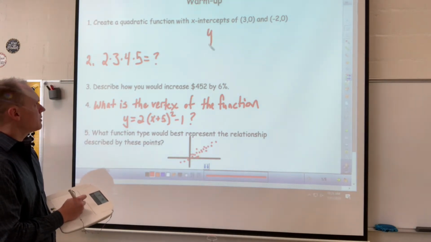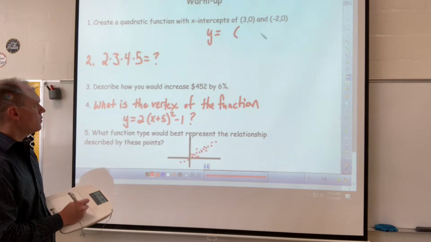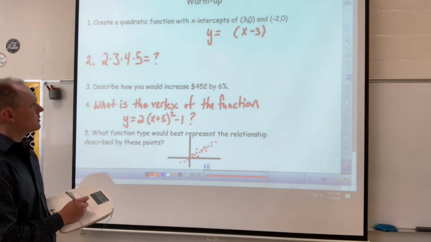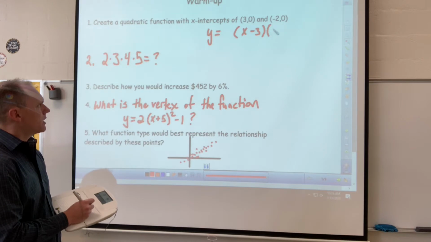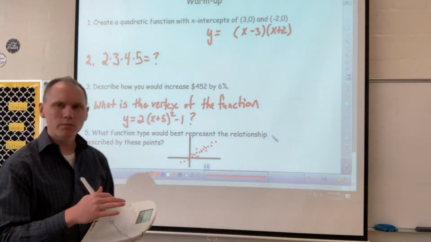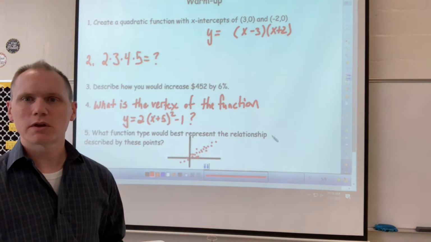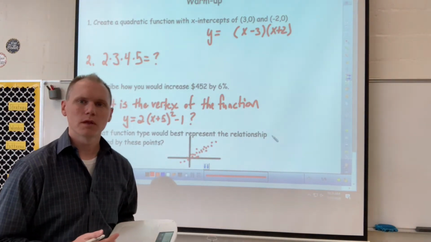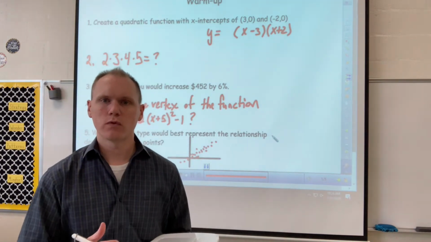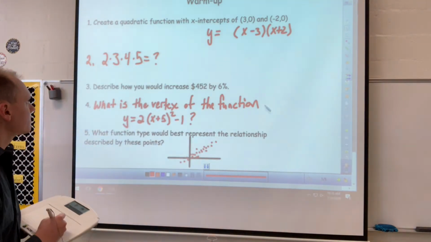So what we can do is set up factored form with x minus 3. That would make 3 the zero of this factor, meaning that the x-intercept is that. And then x plus 2. So going backwards now, given some characteristics, coming up with the form. Again, thinking about what characteristics match up well with what form is really important.